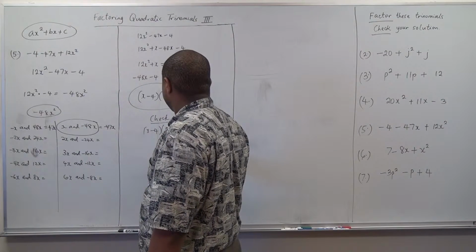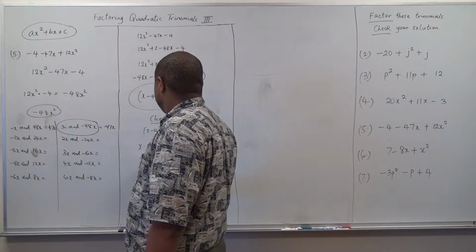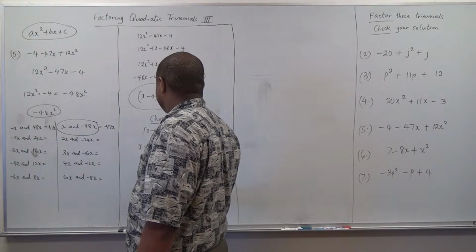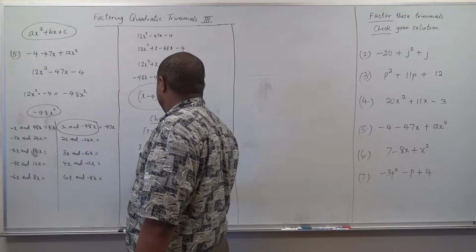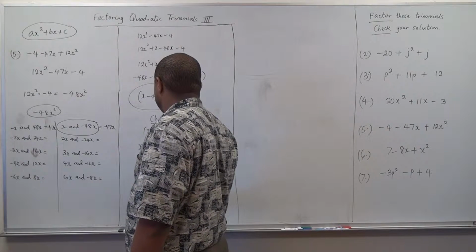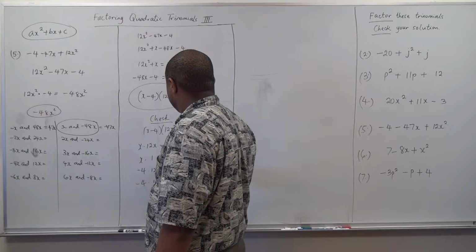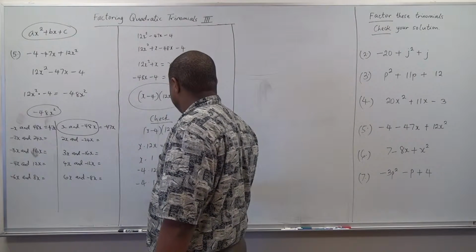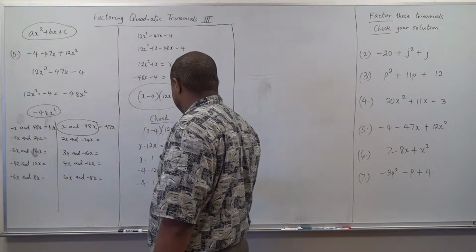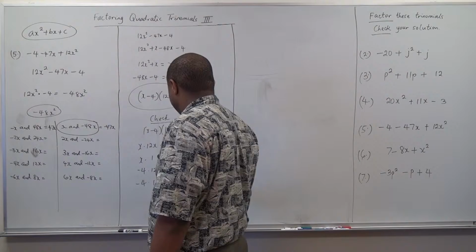That's fine. So x times 12x, x times 1, that's outer. Negative 4 times 12x, inner. And negative 4 times 1, last. So this is 12x squared. This is x. This is negative 48x. And this is negative 4.